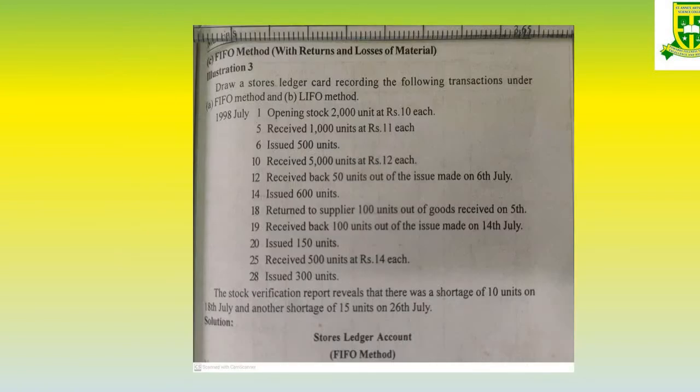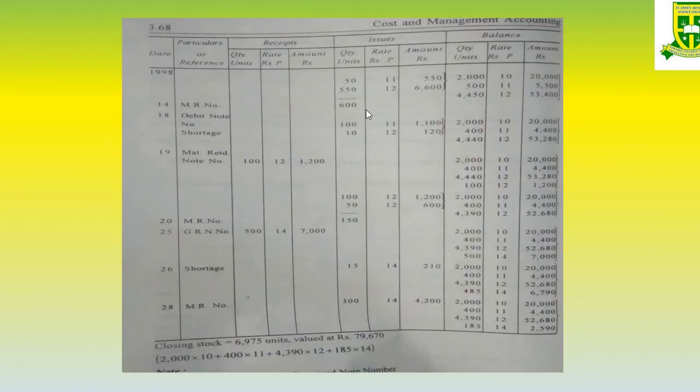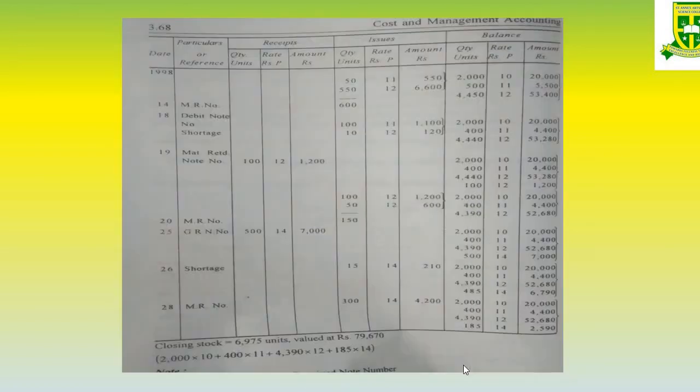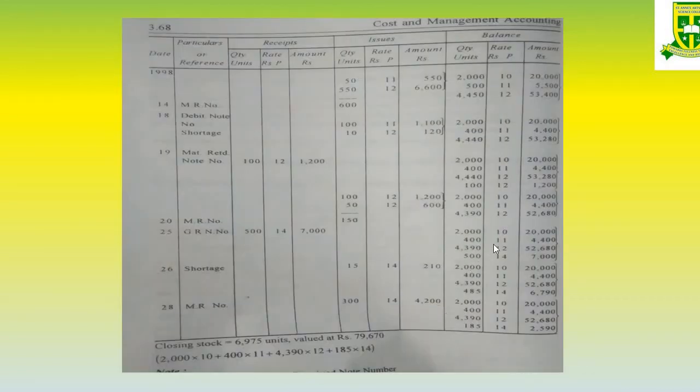The next item is on 14th. What is happening? Issued 600 units. So on 14th we are issuing 600 units. So 600 units, what is the last stock available? 50, 5000. So from 600 I can take 50. So that's why I have used 50, 11, 550. Still I need 550. Where can I take it? The next available stock is 5000. So from 5000 I have issued 550.